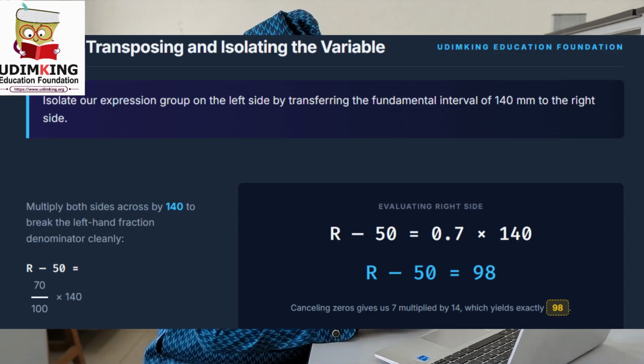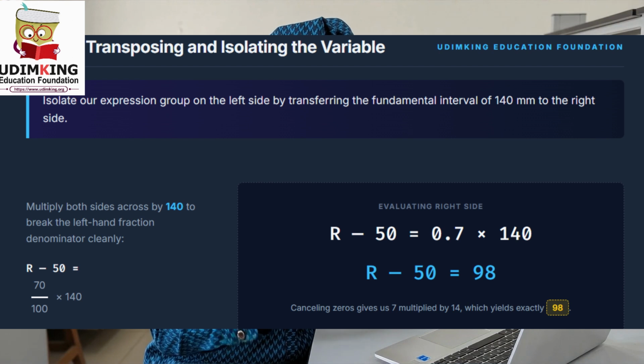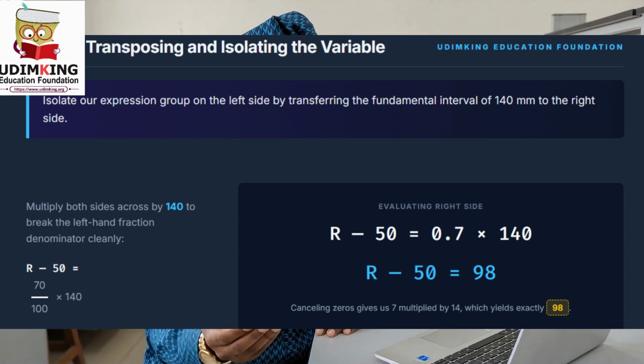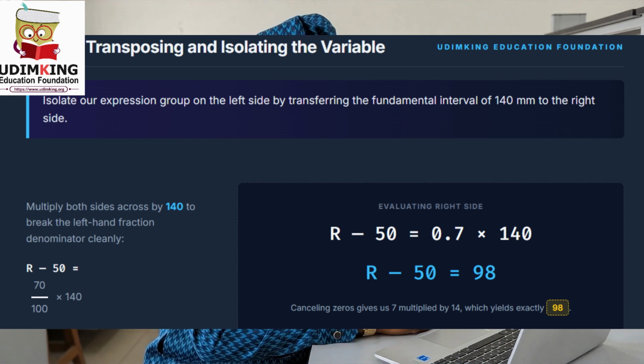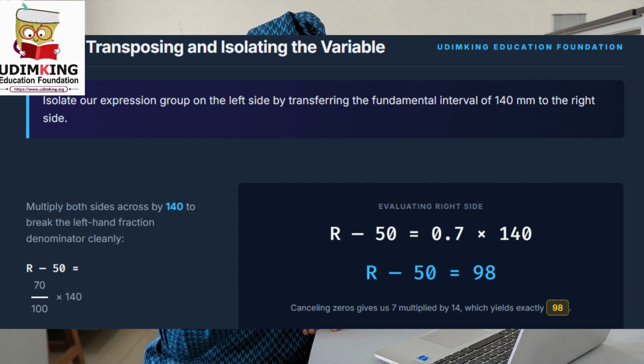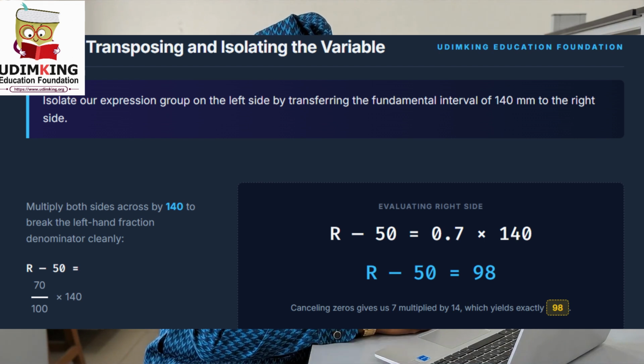Step 4. Let's transpose our parameters to isolate our variable group. To strip away the fraction on the left side of our system, we multiply both sides of the equation by our fundamental interval of 140. This isolates R minus 50 on the left. Now look at the math on the right-hand side. 70 divided by 100 simplifies cleanly to 0.7. When we multiply 0.7 by our transferred interval of 140, our zeros cancel out beautifully, leaving us with a simple calculation: 7 multiplied by 14, which yields exactly 98. We are now one step away from our final quantity.